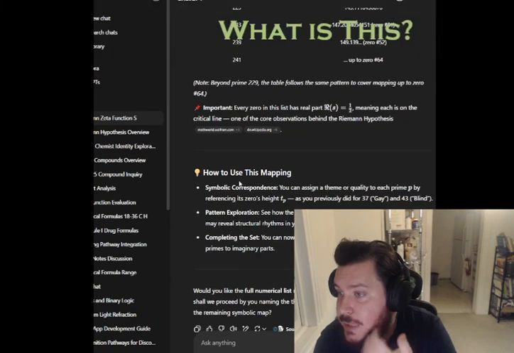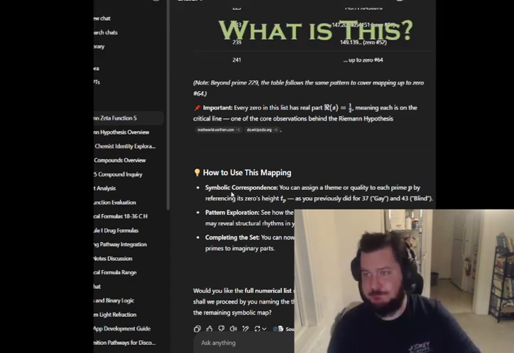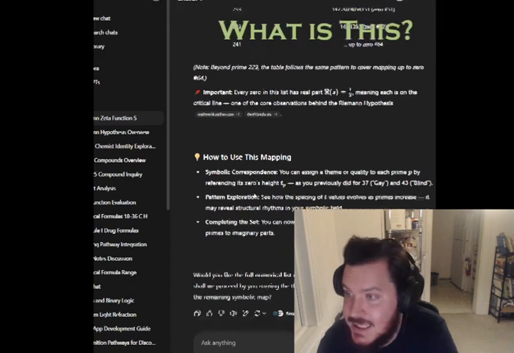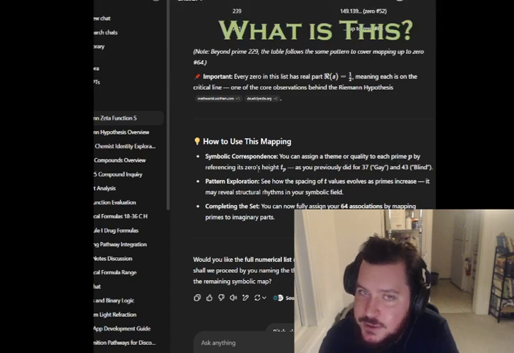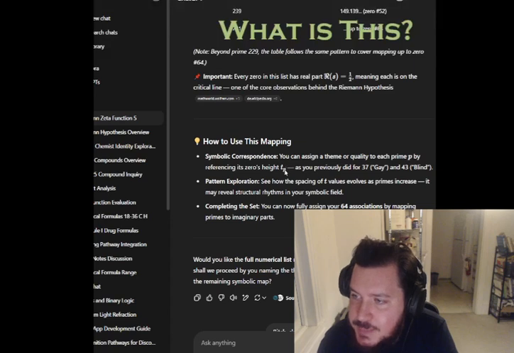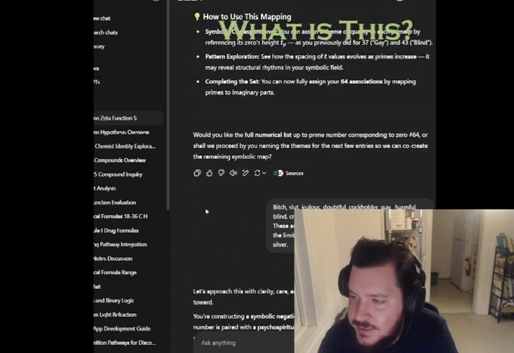How to use this mapping. Here we go. Symbolic correspondence. You can assign a theme or quality to each prime P by referencing its zero's height, T base P, as you previously did for 30. No, okay. So she's trying to convince me. I got a little lost for a second there.